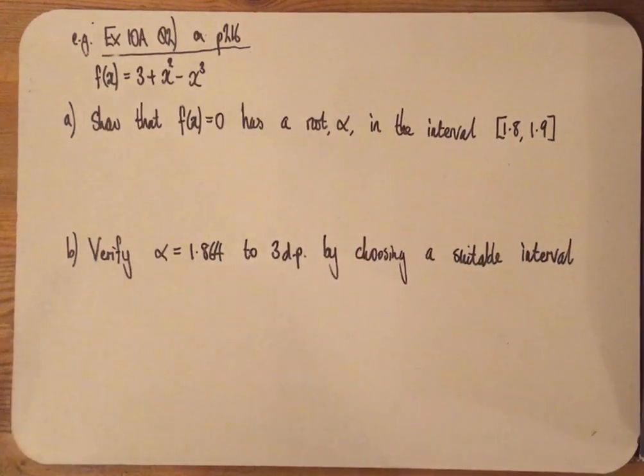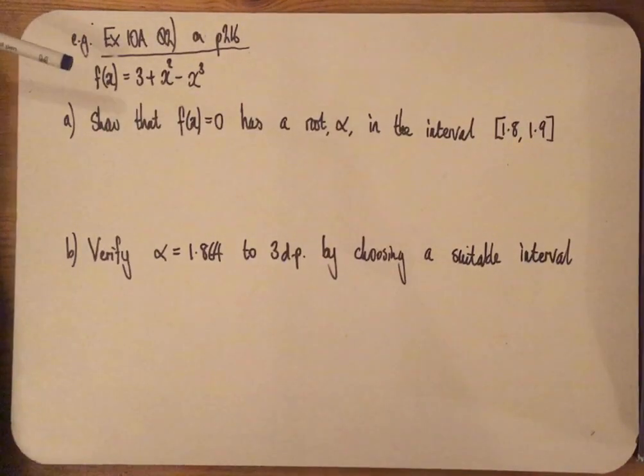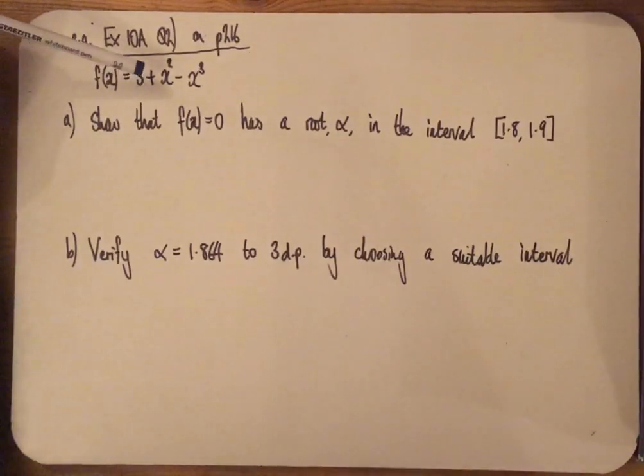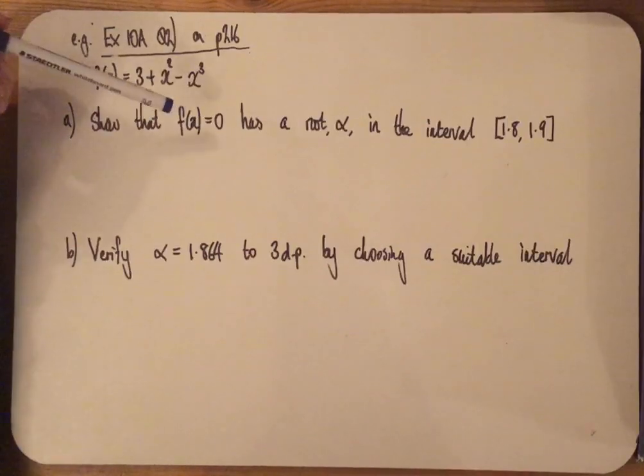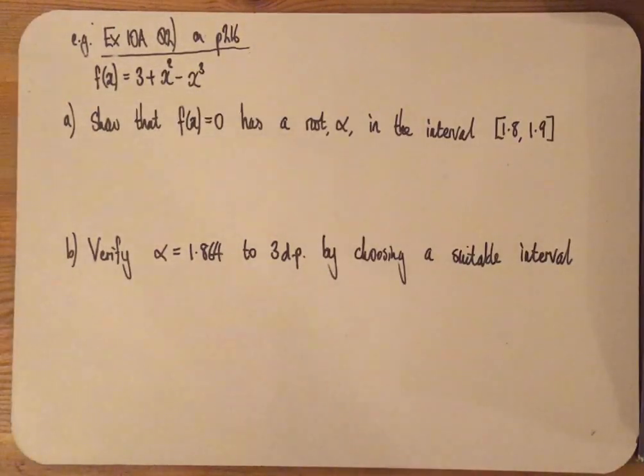This is example page 216, exercise 10A, question 2, online textbooks, but I've pretty much written it out anyway. So we've got f of x equals 3 plus x squared minus x cubed. Show that f of x equals 0 has a root alpha in the interval 1.8, 1.9.